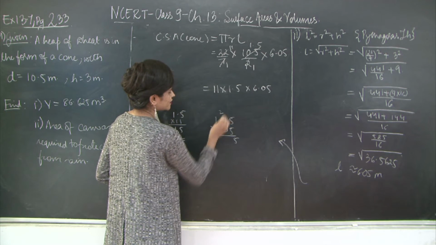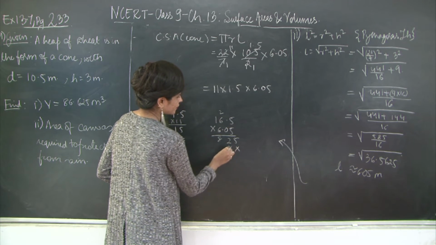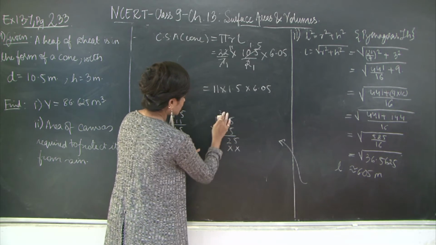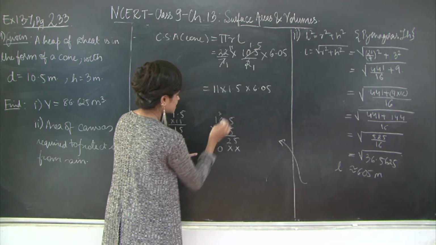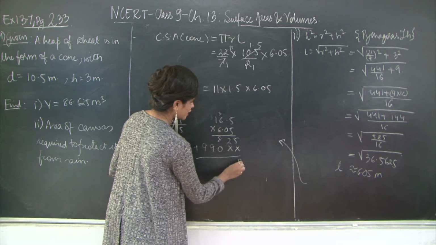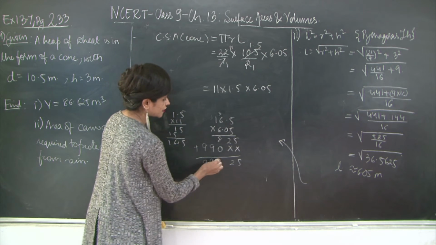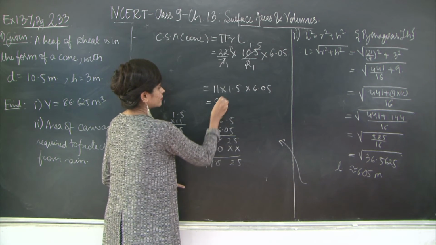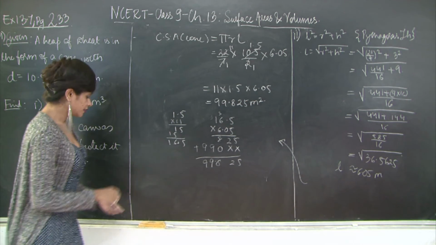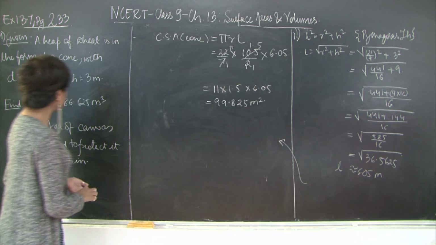5 5s are 25, 5 6s are 30 plus 2, 32, 5 1s are 5, 6 7 8. Then I'm adding 2 crosses because we're not going to multiply with 0. Then you get 6 5s are 30, 6 6s are 36 plus 3, 39, 6 1s are 6, 7 8 9. So 99825 and 3 decimal places. So 99.825 meters square. Right? This is the amount of canvas that will be required to cover the heap of wheat.